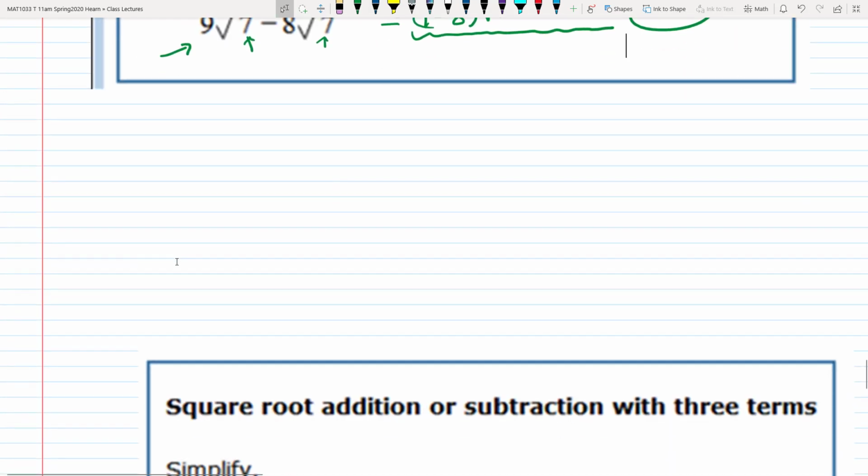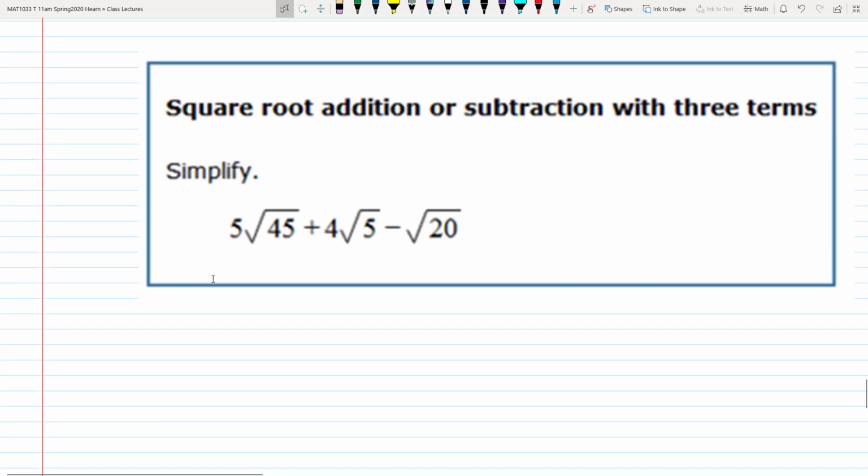So let's look at another example. Here's an example where we don't have like radicals. They all have the same index. They're all square roots, but the radicands are all different. Well, guess what? This doesn't necessarily mean you're stuck, because it's possible these have not been simplified yet. So let's go ahead and try to simplify them.